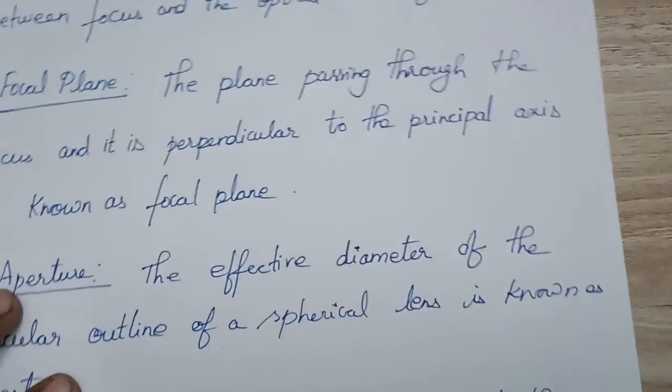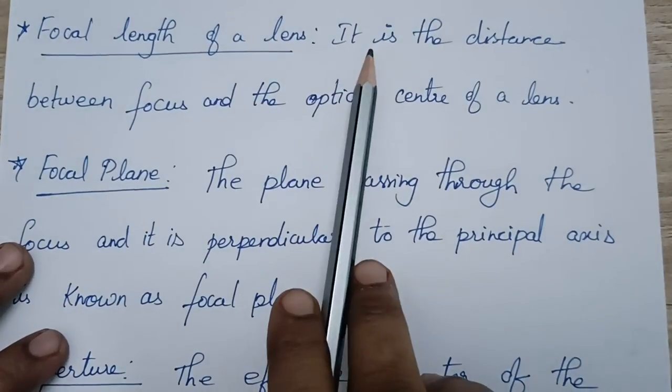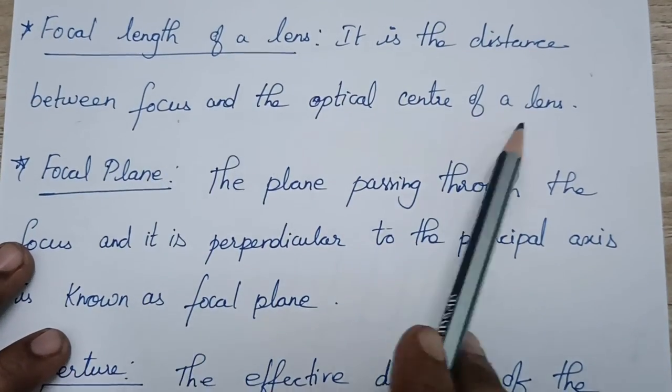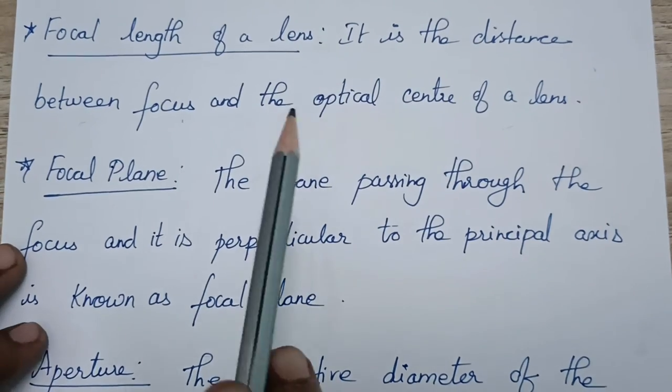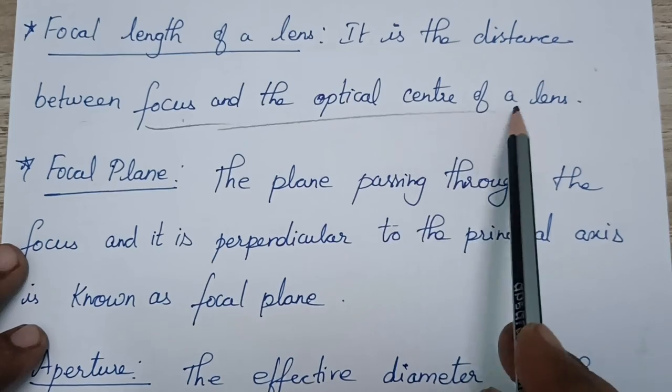And the last few terminologies, you know this. Focal length of a lens means the distance between the focus and the optical center of the lens. The distance between the focus point and the optical center of the lens.